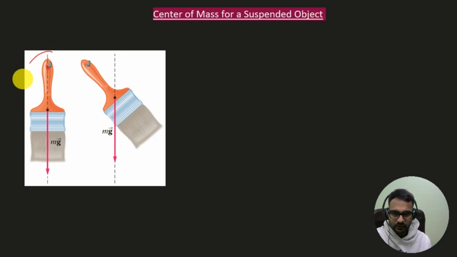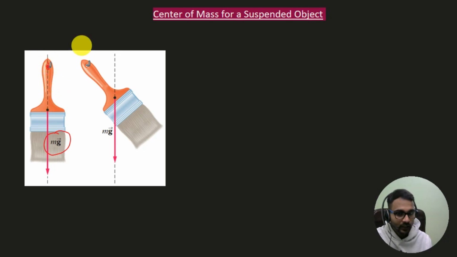Now suppose we have this brush hanged about this point. The center of mass for this brush should be exactly below this point. You may ask why it is exactly below. Because if the center of mass is exactly below, then the torque created by this mg force would be 0, because it is passing through this axis where the object is being hanged.